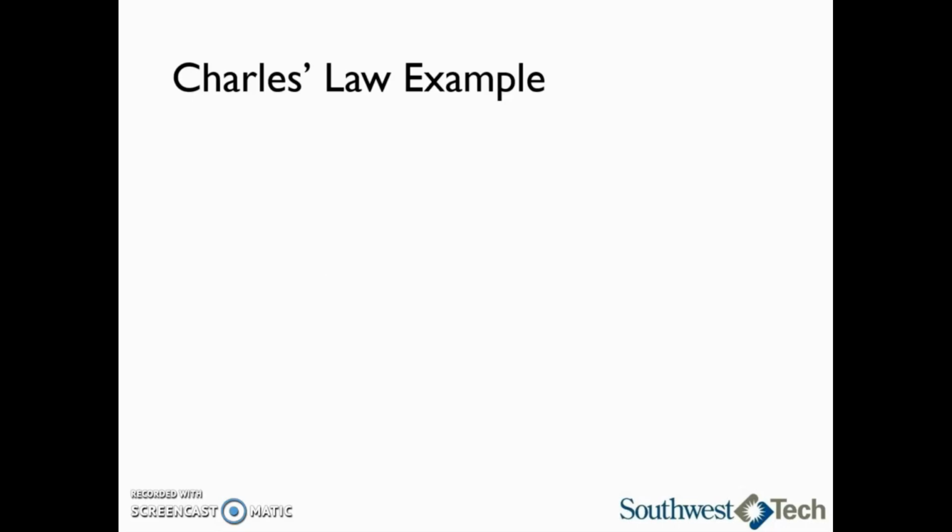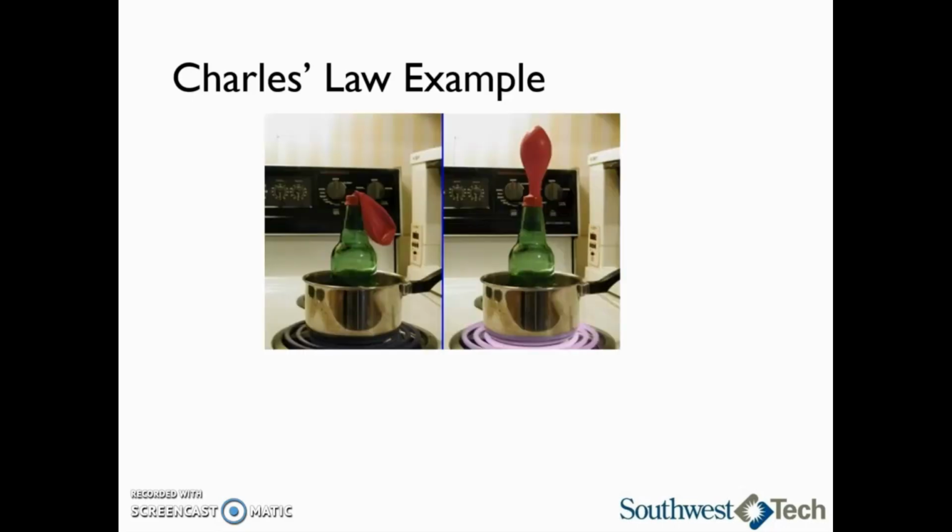Let's take a look at a visual example of Charles's law. If you take a bottle and put a balloon over the end and set it in a pan of water, the balloon kind of just falls over to the side, like on the left side of this picture. But if you start heating up the pan of water, the temperature change in the bottle increases, which means the temperature in the balloon increases. As the temperature increases, the volume of the balloon also increases.